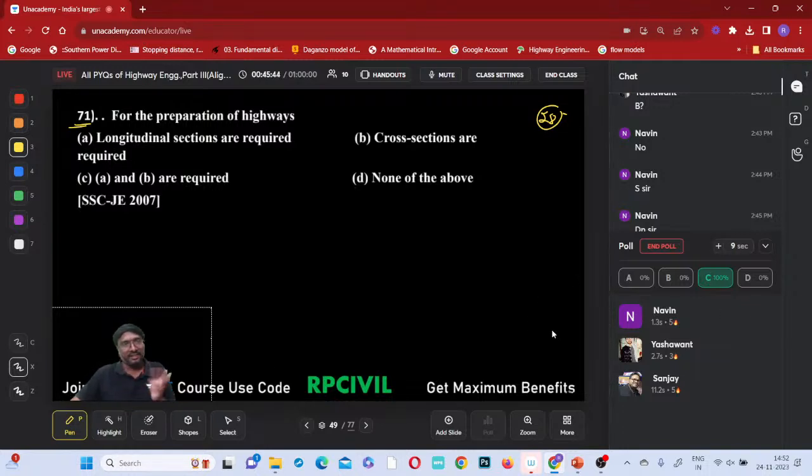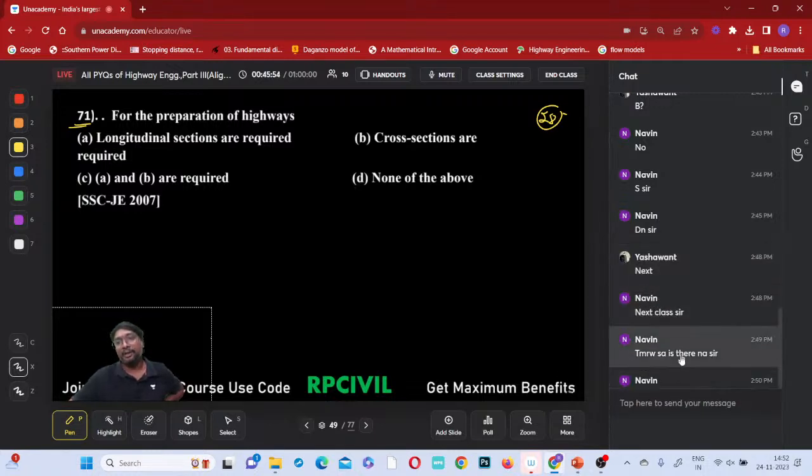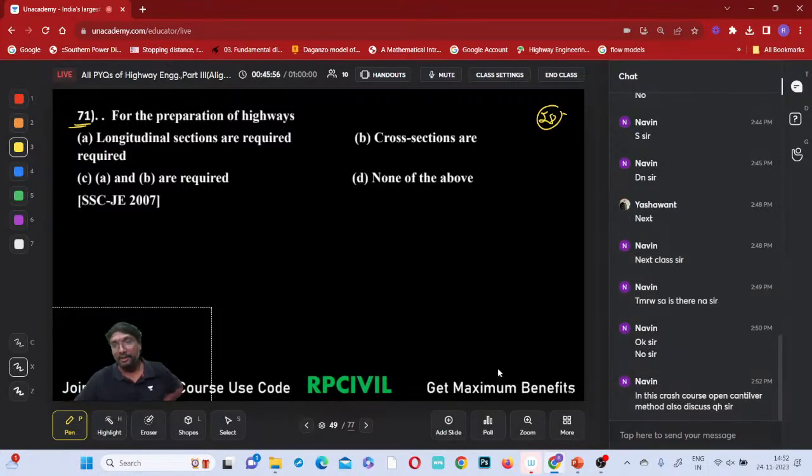Maybe sight distances we can complete in 2 classes, because numerical questions will be there in the sight distances. Even though the questions are fewer, the time will be more, because the numerical part will be there. You have to be careful.